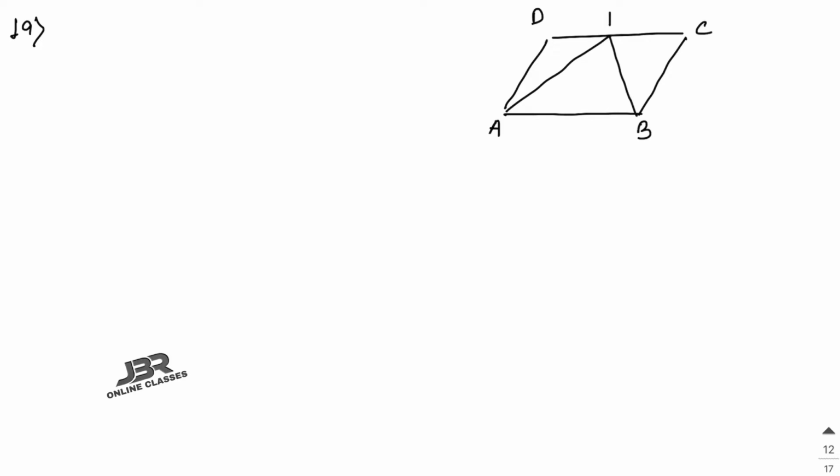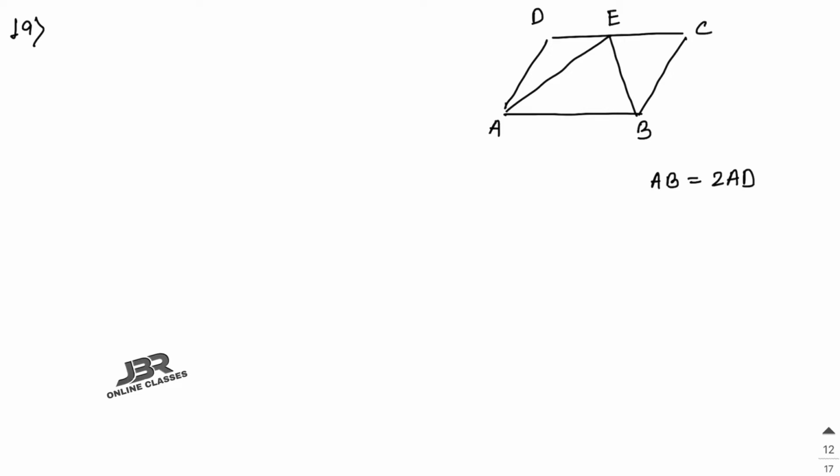ABCD is a parallelogram. Bisectors of angles A and B meet at E which lies on DC. So first you have to draw a parallelogram in this way. Suppose here A, B, C, D. Now the bisector of A and the bisector of B meet at point E on the line DC. Prove that AB is equal to 2 into AD.